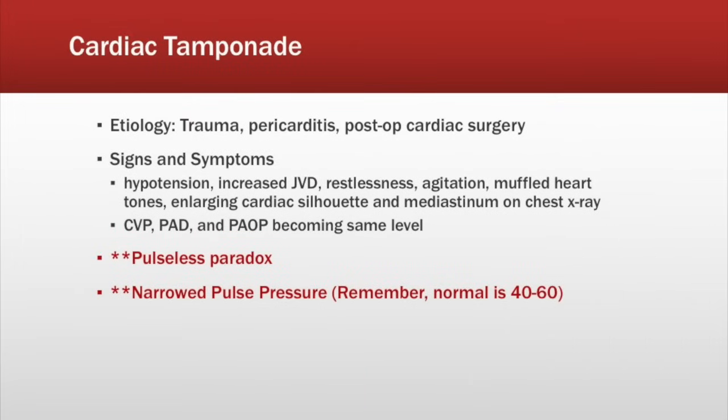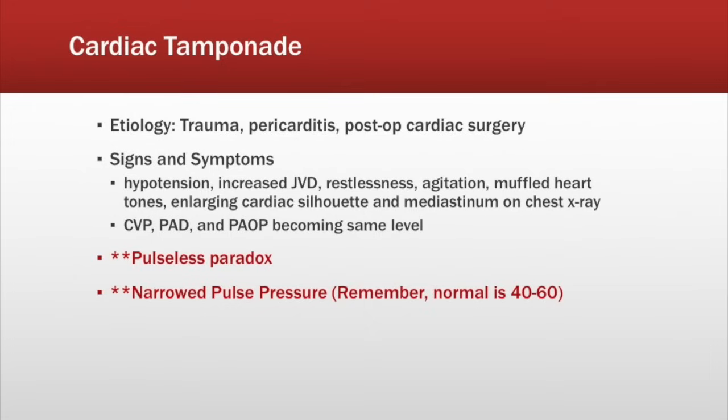Moving on to cardiac tamponade. This can be from trauma, pericarditis, post-op cardiac surgery. Some of the signs and symptoms include hypotension, increased jugular vein distension, restlessness, agitation, muffled or distant heart sounds, enlarging of the cardiac silhouette, and mediastinum on the chest X-ray.